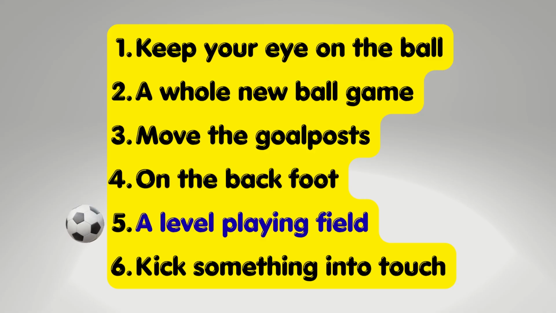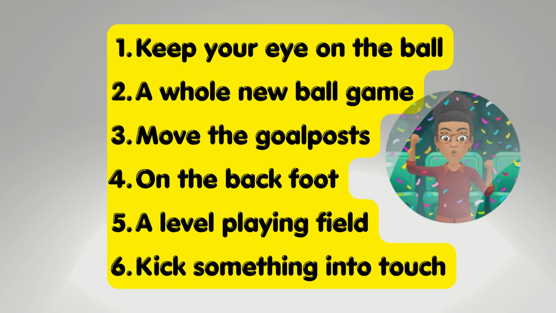Number 5, a level playing field. Equal conditions for everyone. Listen to this sentence. We want every student to have a level playing field. Number 6, kick something into touch. This means to abandon or reject an idea. Here's an example sentence. The board kicked that proposal into touch. Touch means the out of bounds area on the side of the pitch.